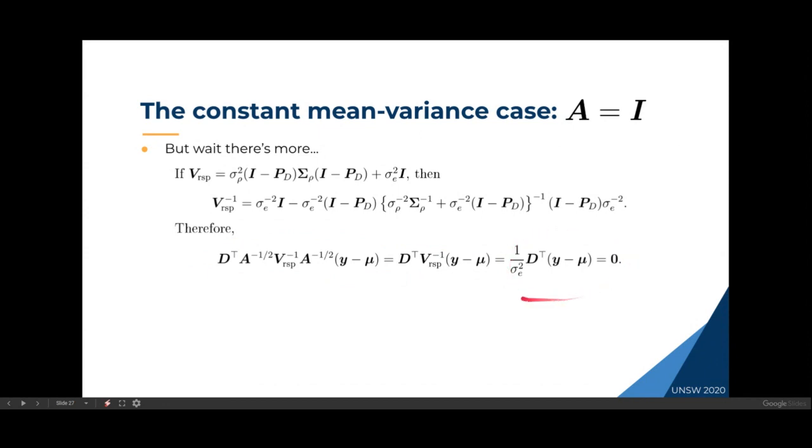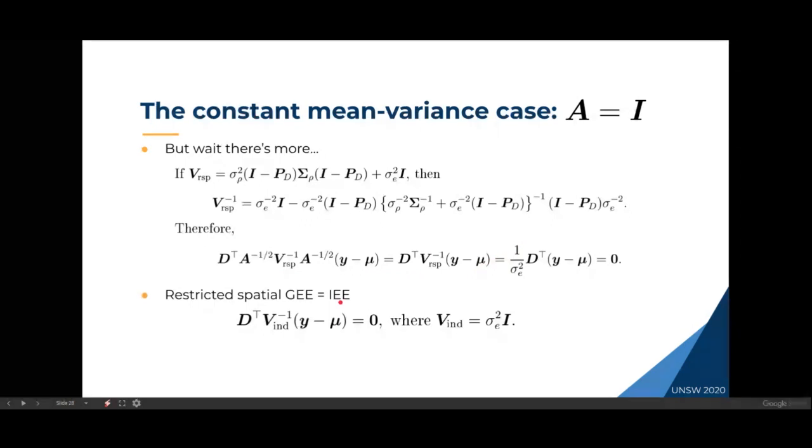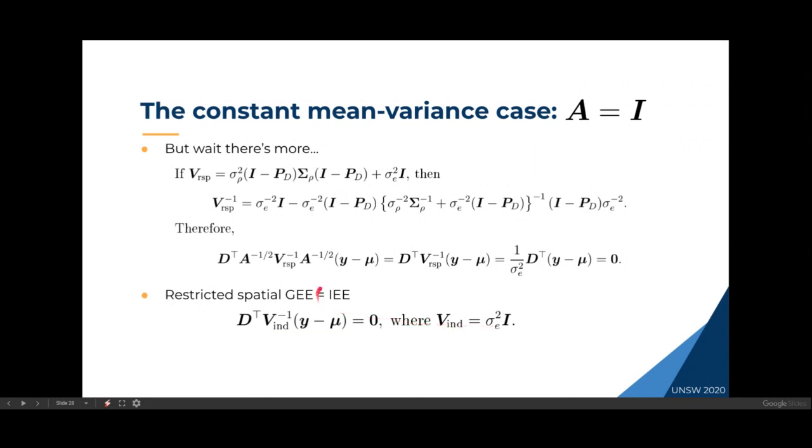And this particular GEE form is the same as what is known as the independent estimating equation. The reason it's called an independent estimating equation is that it's precisely the case whereby I assume the working covariance is a scalar times the identity matrix. So that's the IEE, independent estimating equation. It's basically the simplest GEE you can do.